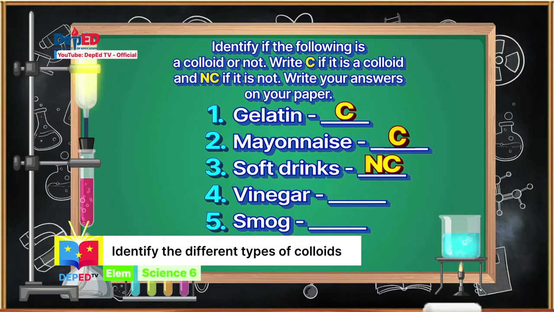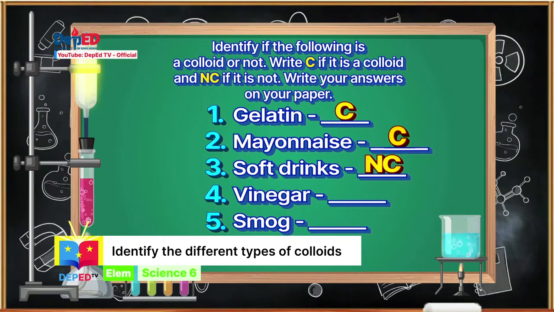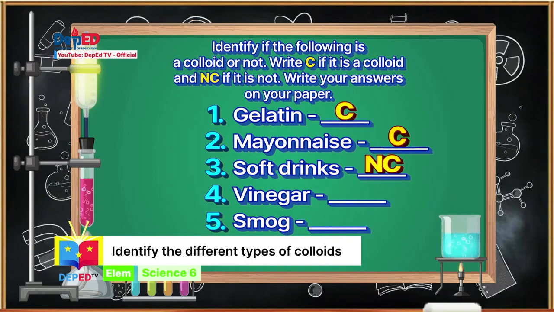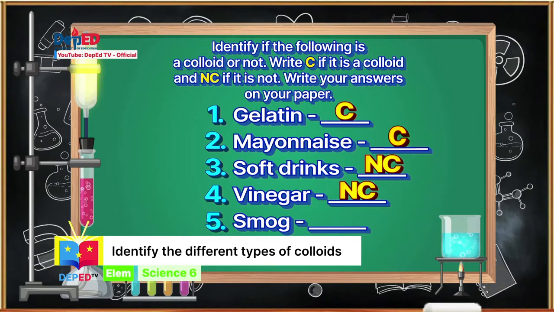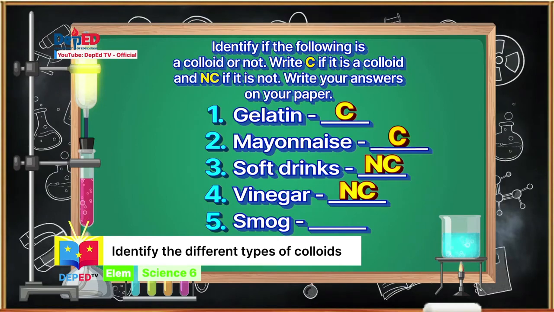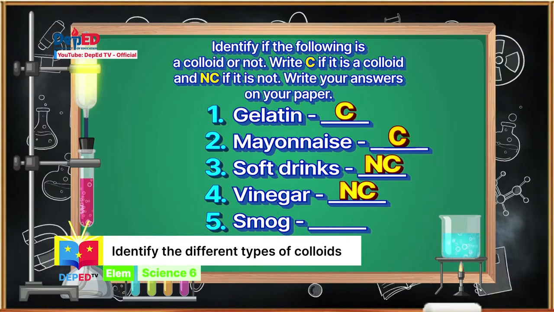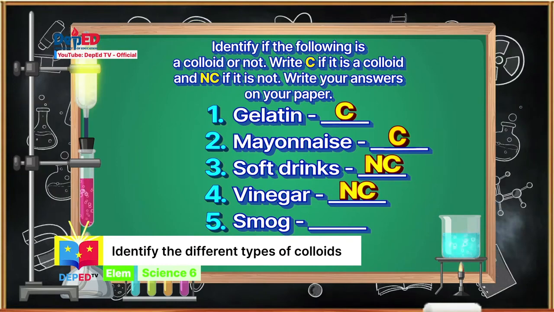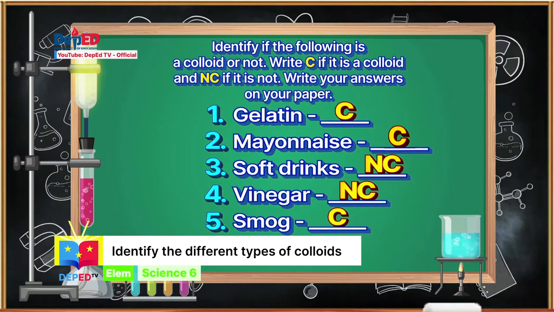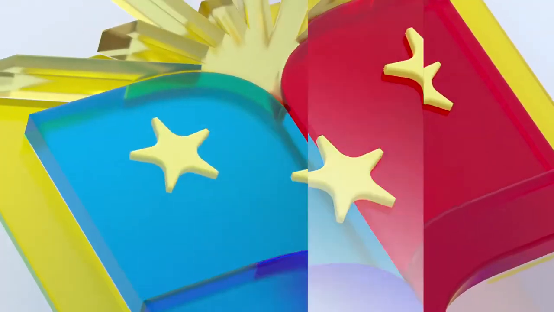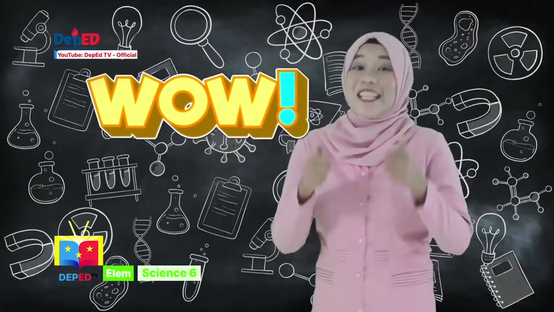Number 4, vinegar. The correct answer is NC, not a colloid because vinegar is a solution. Number 5, smog. The correct answer is C, colloid. Wow! You really did a good job!